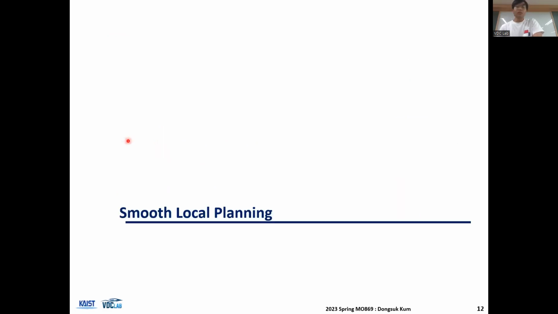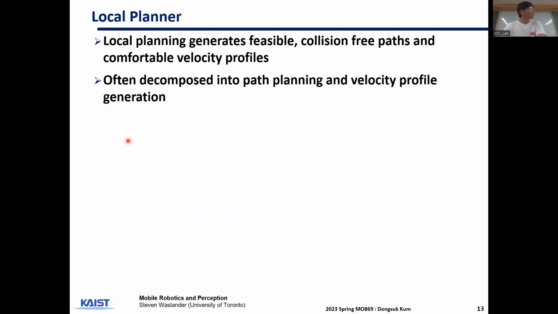For the next section is smooth local planning. Local planning generates feasible, collision-free paths and comfortable velocity profiles. It is often decomposed into path planning and velocity profile generation.